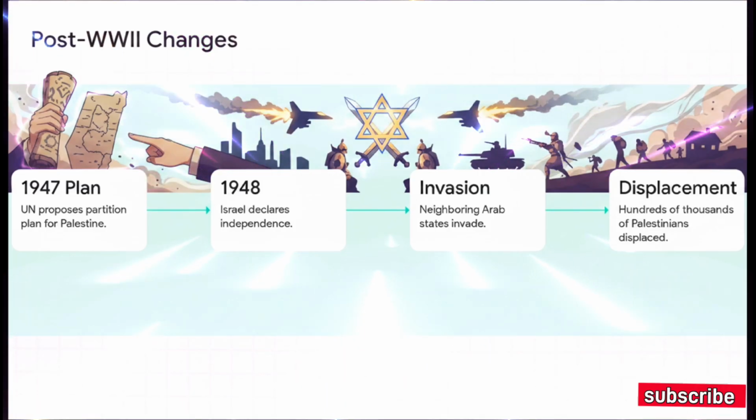In 1947, the UN proposed a partition plan to divide Palestine into separate Jewish and Arab states. Following this, Israel officially declared independence in 1948. In immediate reaction, neighboring Arab states invaded. The ensuing conflict resulted in Israel expanding its territorial control, while hundreds of thousands of Palestinian Arabs were displaced, becoming refugees. It was a strict action and reaction sequence that hardwired a deeply complex conflict into the region for decades to come.